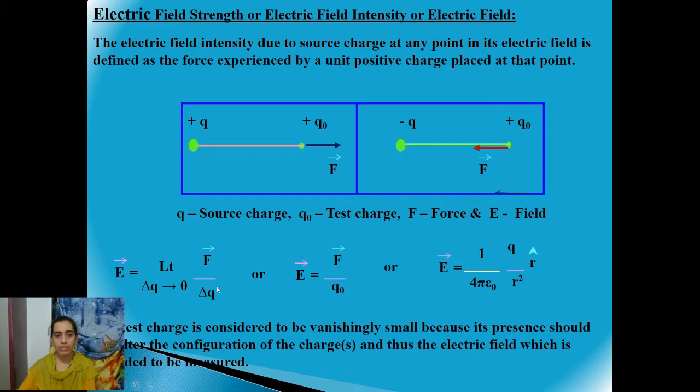Whenever we are considering delta Q as a vanishingly small quantity, then we will apply the limit as delta Q tends to 0. By substituting the value of vector F from Coulomb's law, we can rewrite this expression for electric field as vector E equals 1 over 4 pi epsilon naught Q divided by R square into R cap, where the Q naught term gets cancelled in both numerator and denominator. This Q naught and the Q naught present in the force expression get cancelled, and the remaining term we get is this.